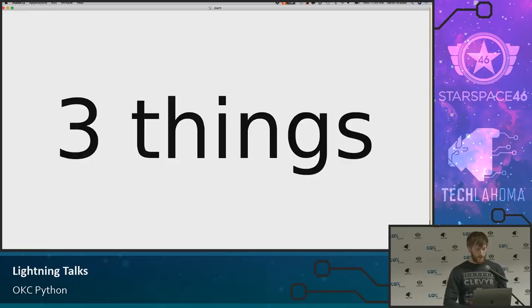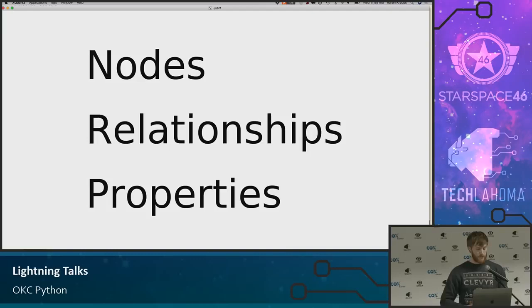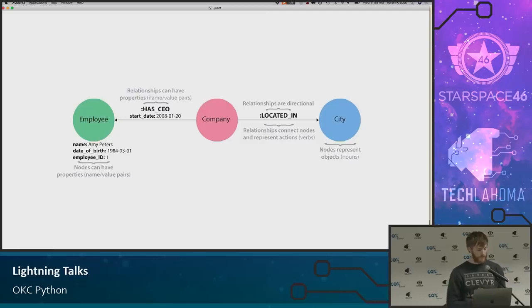Everything Neo4j does revolves around three things: nodes, relationships, and properties. That's how the data is represented. This is a little bit of data here. We've got an employee that relates to a company, and that relates to a city. All the circles are nodes. If you want to liken them to a relational database, those are your rows. That's where most of the data is stored. An employee is going to have name, date of birth, employee ID, et cetera. Company is going to have company data, et cetera.